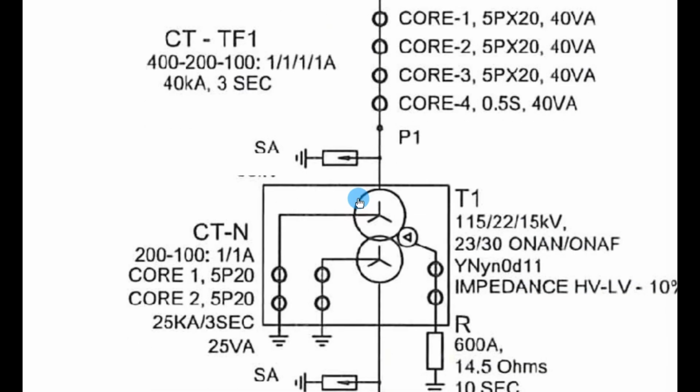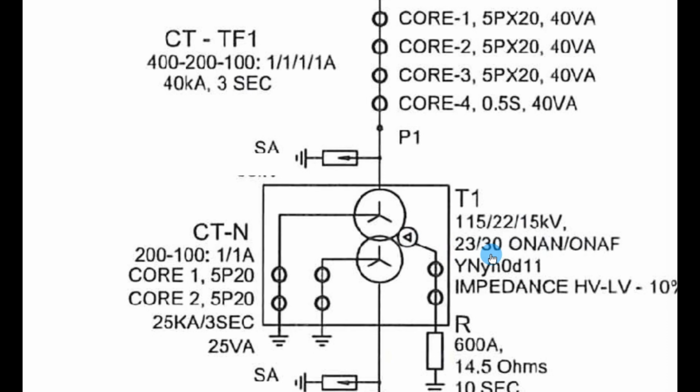If you see the nameplate detail of the transformer, 115/22/15 kV, that means the primary is 115 kV, the secondary is 22 kV, and the tertiary winding is 15 kV. And third we have 23/30, that means for this transformer you can use 23 MVA or 30 MVA.